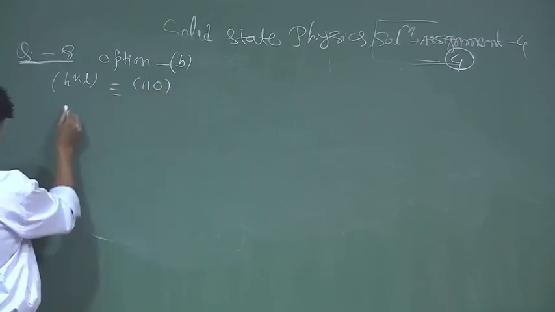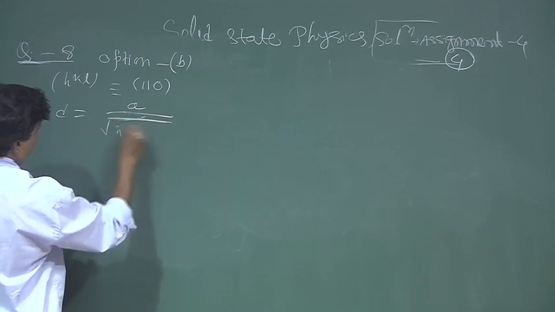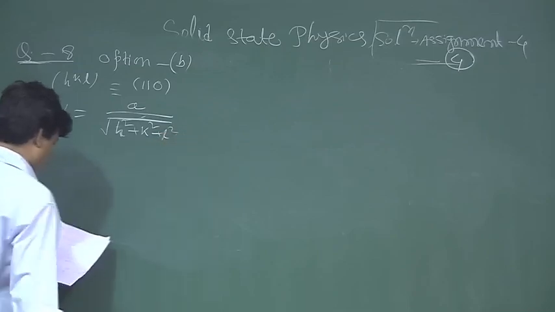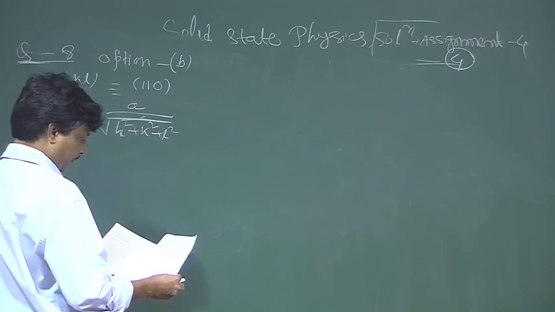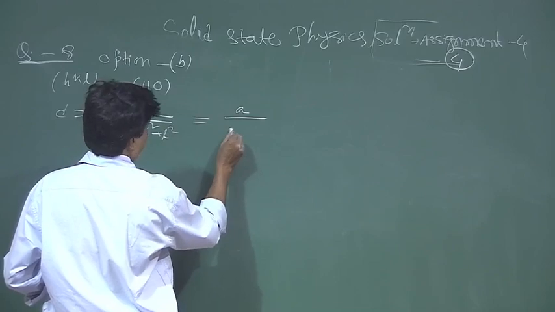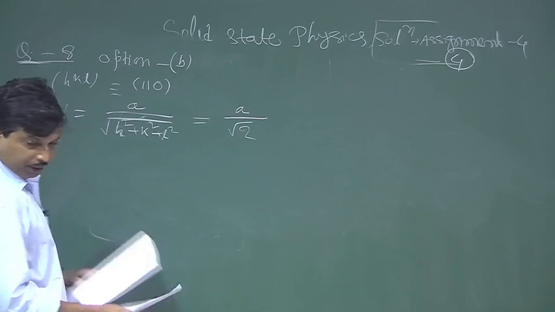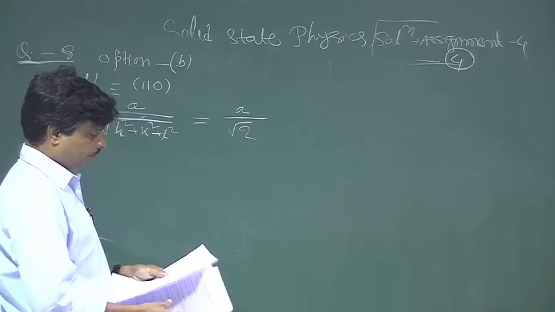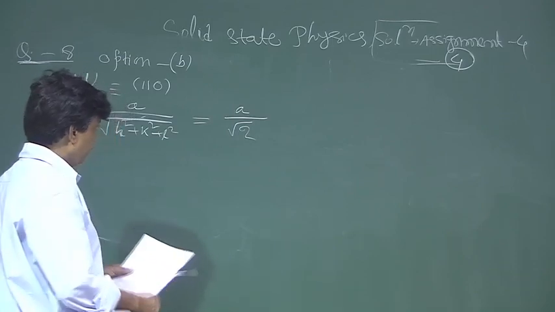the 110 plane. This will give d is equal to a by root of h square plus k square plus l square, the well known formula. So, this is coming a by root of 2, a by root 2, and the value of a, question number 8, the value of the lattice constant is 3.08.